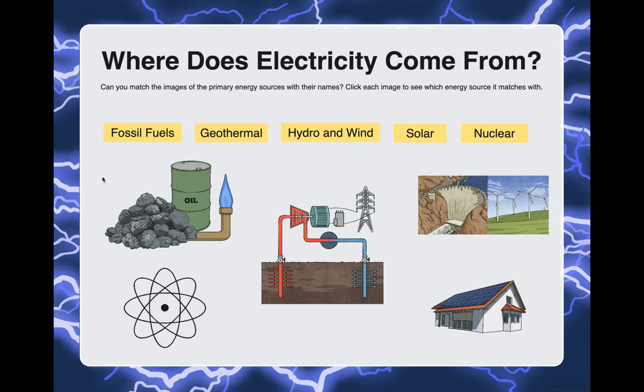You will see this particular assignment in your Seesaw post. It says, where does electricity come from? Can you match the images of the primary energy sources with their names? Click each image to see which energy source matches. You will have to drag each of those little squares to the correct image. For example, you need to tell me which ones are fossil fuels, which are geothermal, hydro and wind, solar, and nuclear. This is a Seesaw assignment that we posted today.